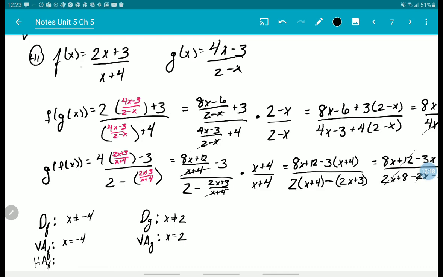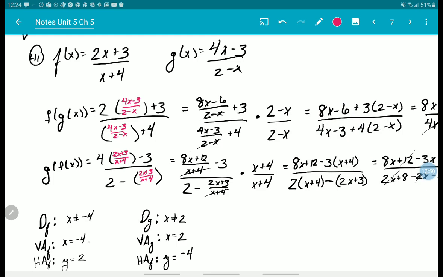If we look at the horizontal asymptote, the degree of the top and the bottom is the same, so it's the ratio of the leading coefficients. That's 2 over 1, which is 2. For the horizontal asymptote of that second function, the ratio of the leading coefficients would be 4 over negative 1, which is negative 4. So you should see something pretty interesting happen here.